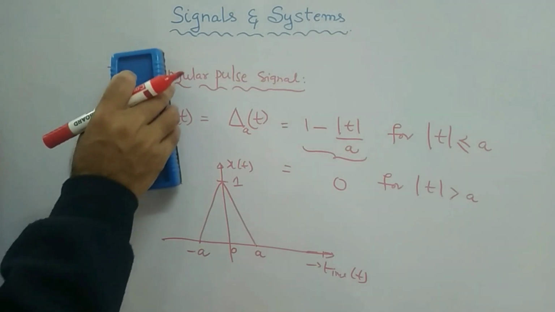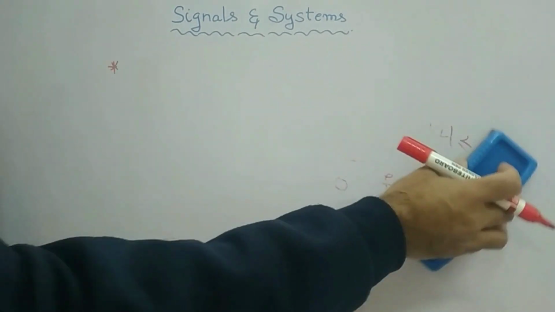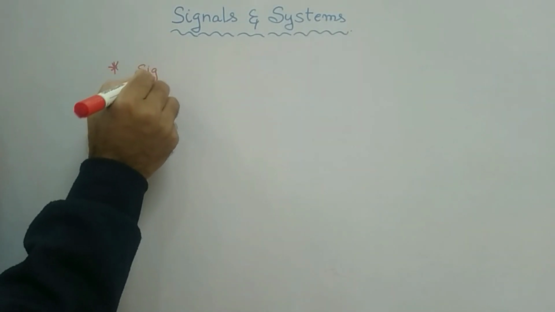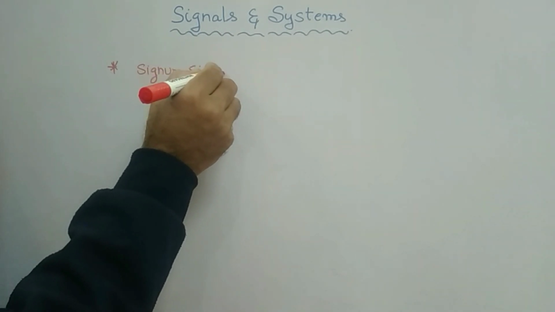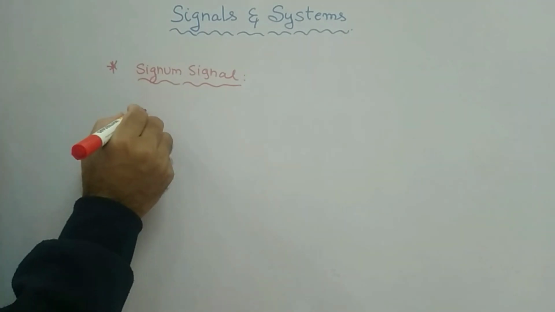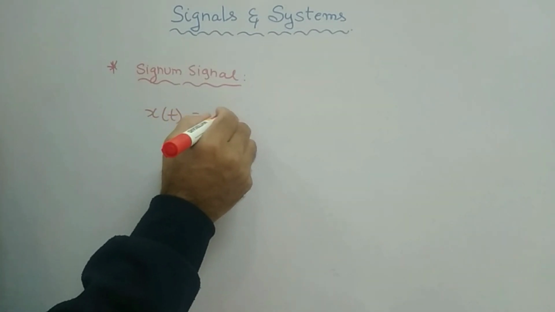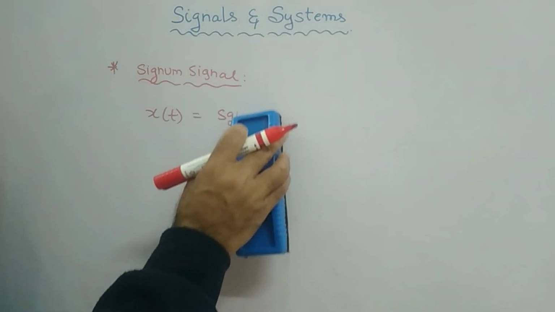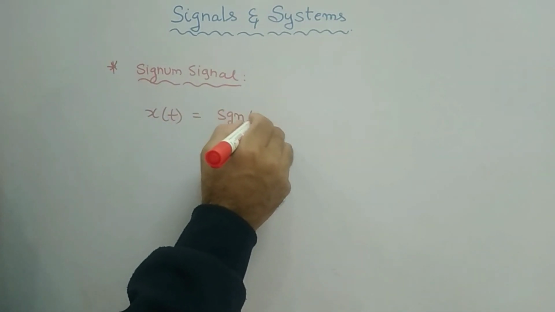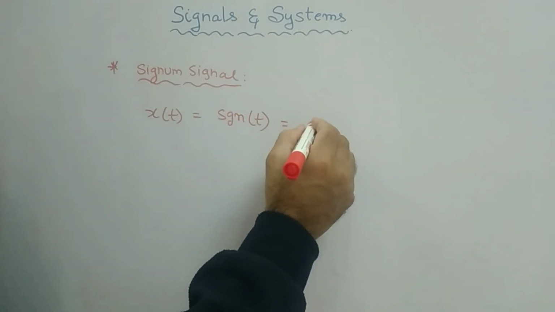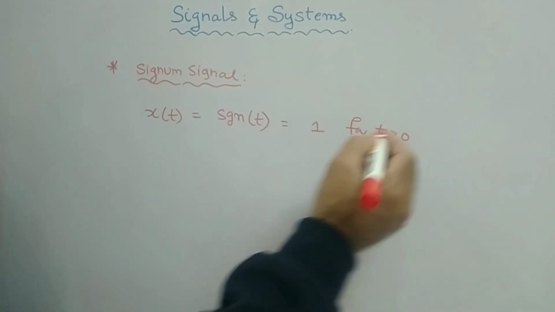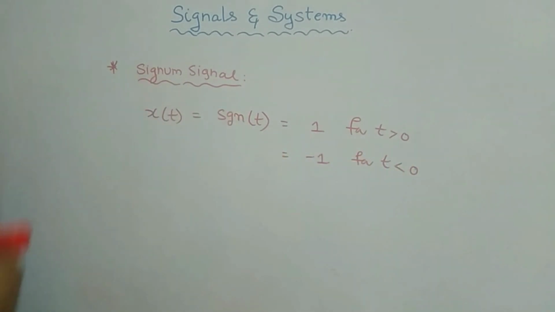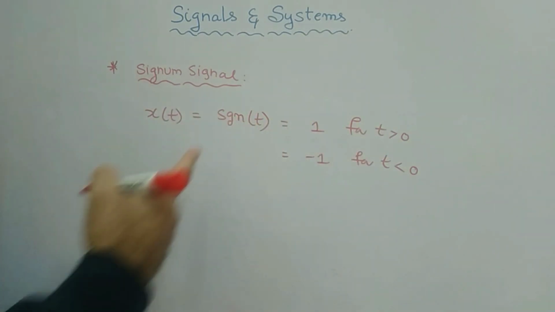And then the next one is the signum signal. What is the signum function? This is another important function. How can it be defined? Signum is defined as x of t in general, and signum is represented as sgn of t. Signum is equal to plus 1 for t greater than 0, and minus 1 for t less than 0. That is the definition of signum. It is plus 1 for t greater than 0 and minus 1 for t less than 0.